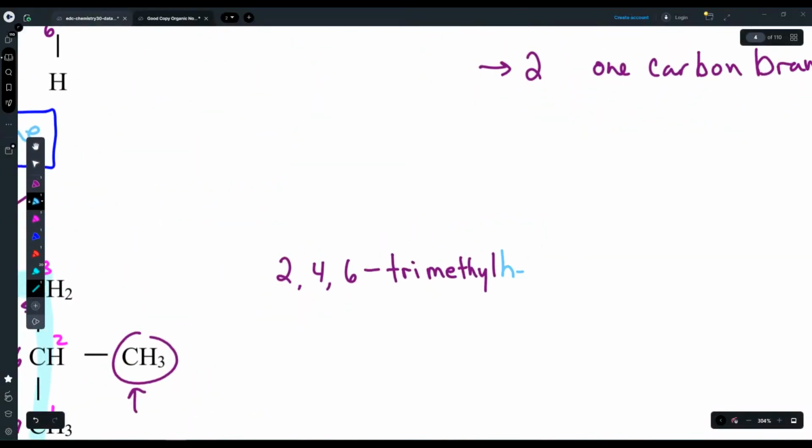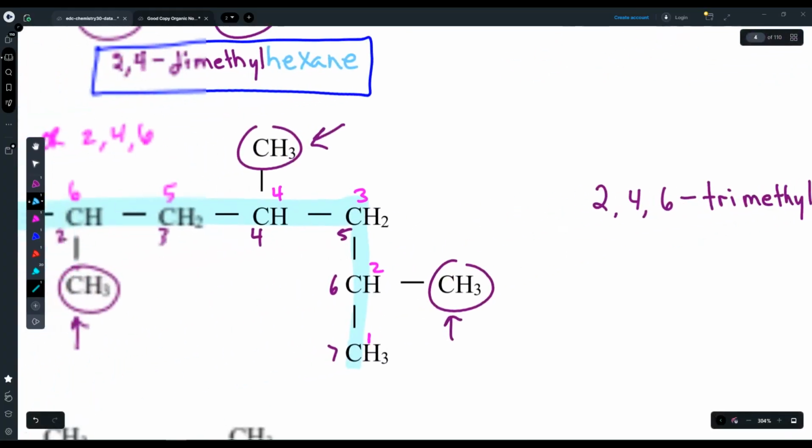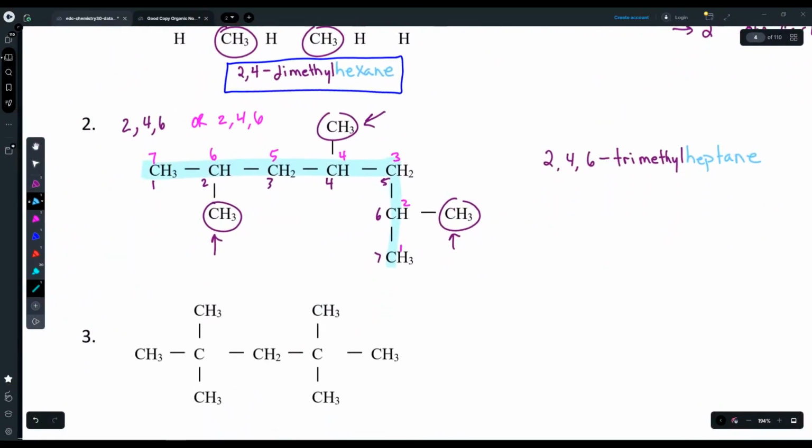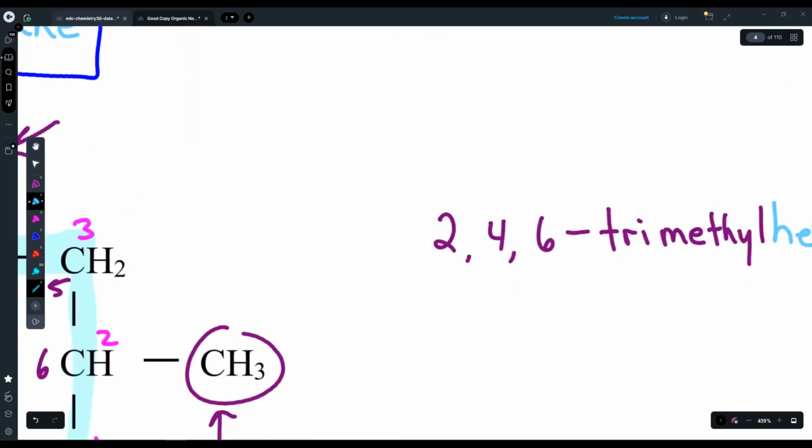Okay, so I'm color coding this so it's a little bit easier to see where the branch name is and where the parent chain name is. Okay, so we're ending it with ANE to mean that this is an alkane. There's only single carbon-carbon bonds. Okay, and just as a reminder, we're separating the numbers that correlate to what carbon on our parent chain. We're separating those out with commas, and then we're separating numbers and letters with dashes.